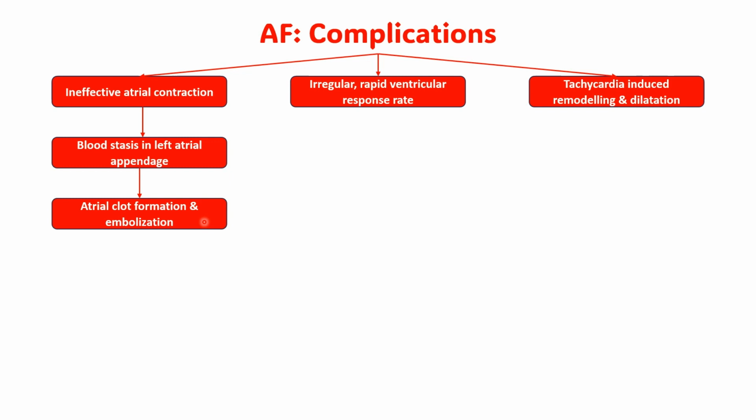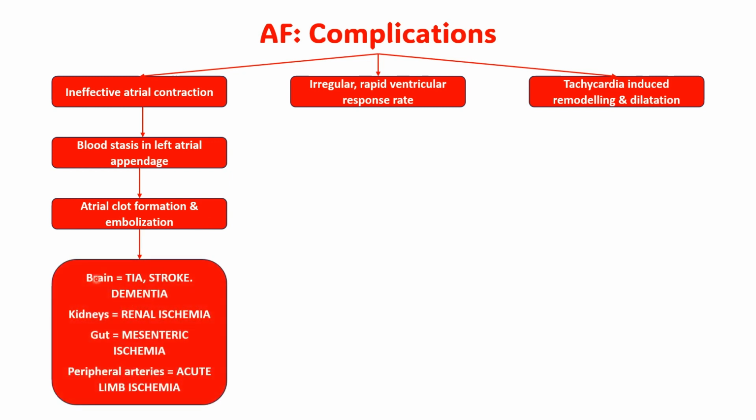So embolization means the thrombus or the clot dislodging and ending up somewhere else. If it dislodges and ends up in the brain, it's going to lead to a TIA, a stroke, and contribute to things such as vascular dementia. In the kidney it is going to cause ischemia, in the gut, same again, mesenteric ischemia. Remember that in terms of an acute surgical presentation. Now, in the peripheral arteries, it can cause acute limb ischemia, which is very, very painful.